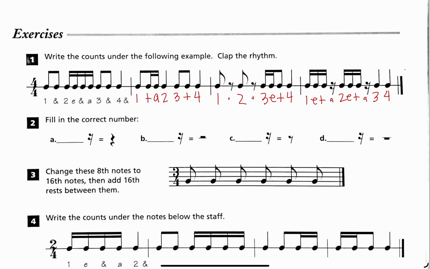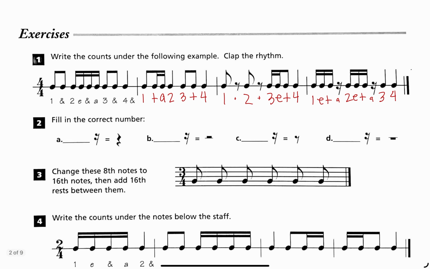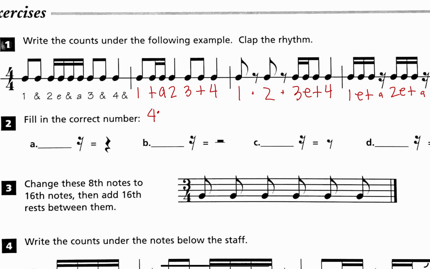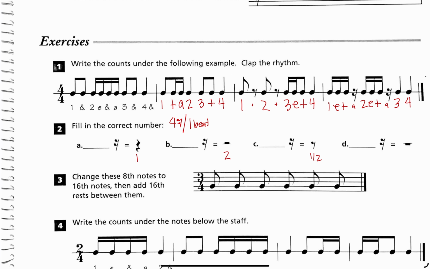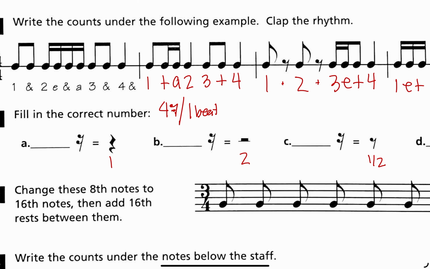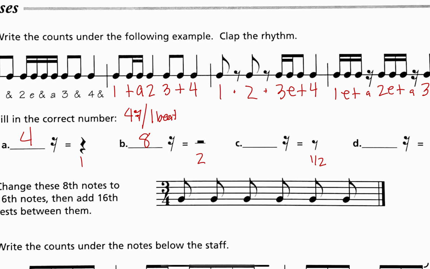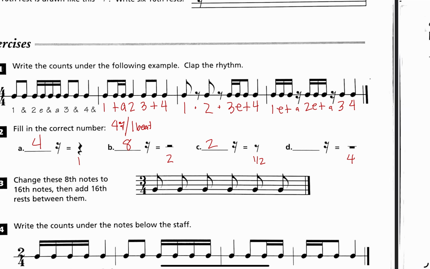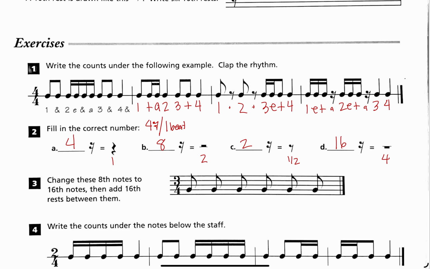Okay, number 2. Remember that there are 4 16th rests per 1 beat. This gets 1 beat, this gets 2 beats, this gets half a beat, and this one gets 4 beats. So we're just going to multiply each of those numbers by 4 to give us how many 16th notes it is. So 4 16th notes, 8 16th notes, 2 16th notes, and D is going to be all 16 16th notes.